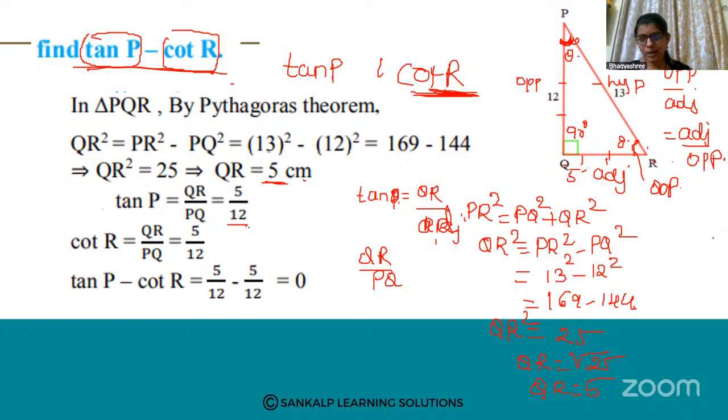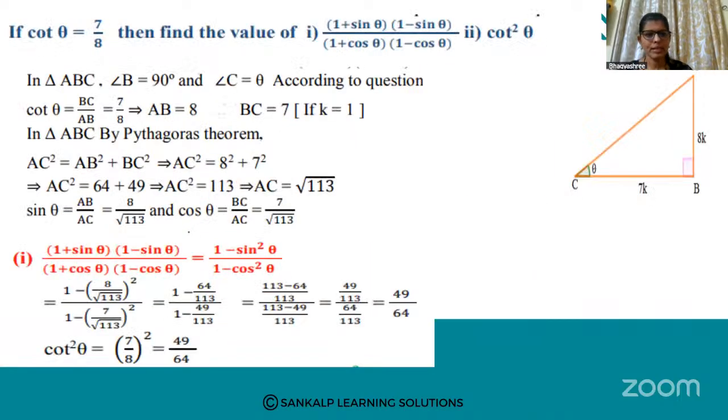What is cot theta? Cot theta is adjacent divided by opposite. Adjacent side is QR, so QR divided by PQ, right? Cot R is equal to adjacent side, that is QR divided by PQ. QR value is 5, PQ value is 12. Tan P minus cot R: 5 divided by 12 minus 5 divided by 12. Both will get cancelled. You will get 0. Okay. Understood?